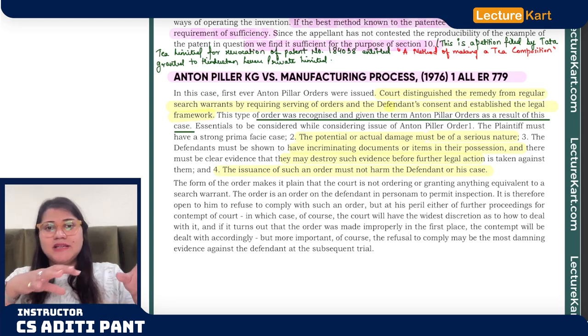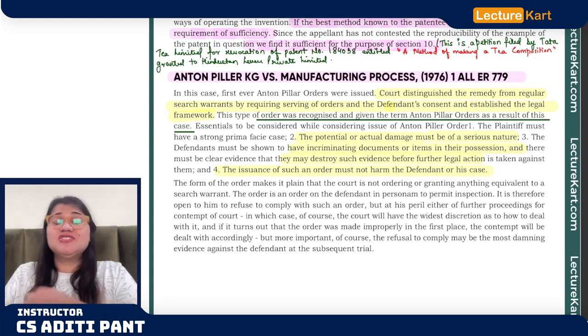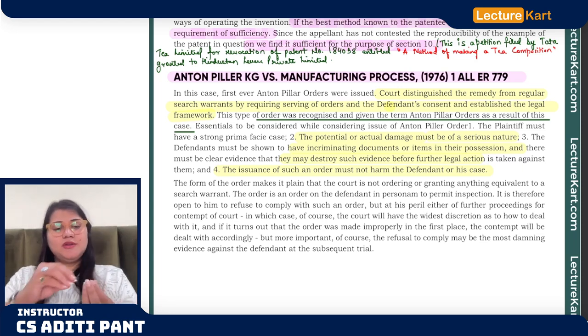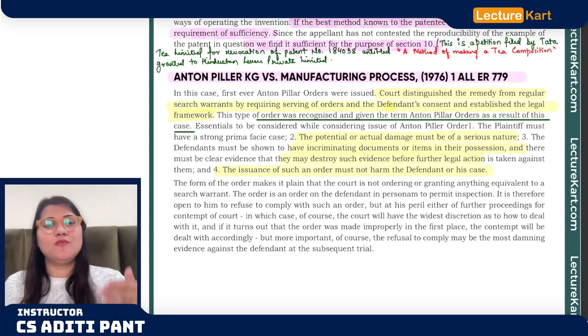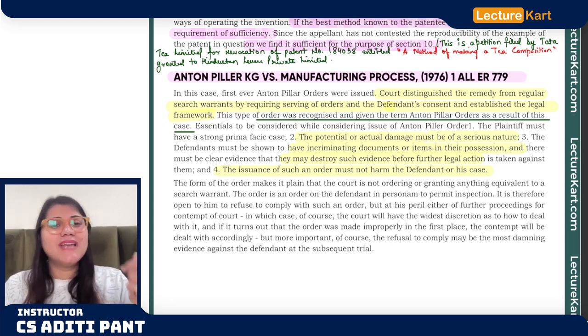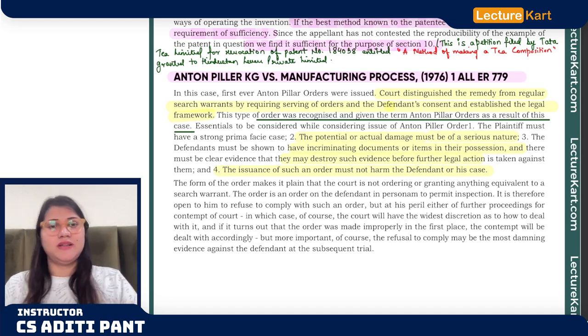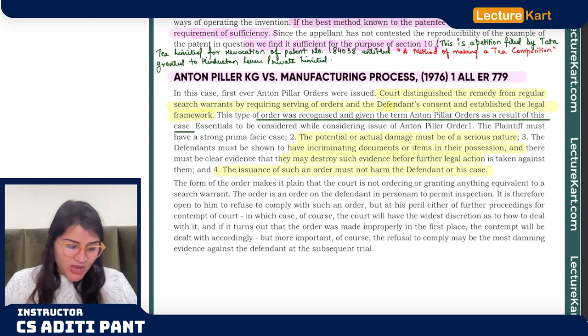And that is the last point which is given. The issuance of such order must not harm the defendant or his case. So this means that a type of equilibrium was sought to be achieved through this Anton Pillar order. I am repeating this statement once again. A kind of equilibrium was sought to be achieved through the Anton Pillar order. ये equilibrium strike करना है.